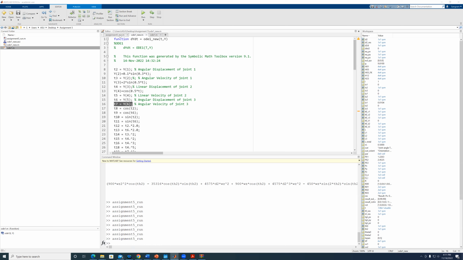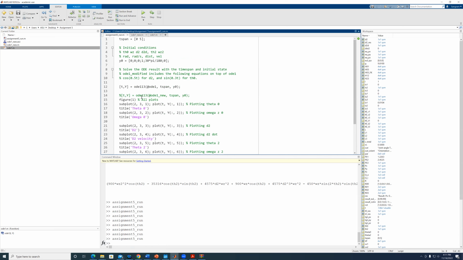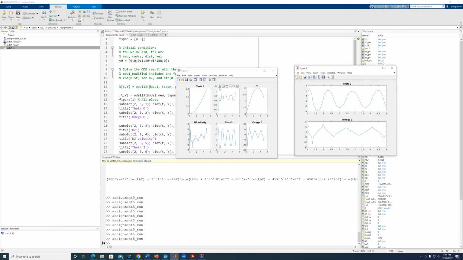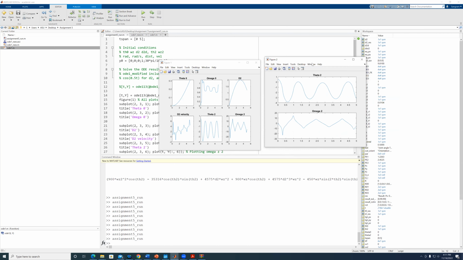The next part is go to assignment 5 run, and now instead of using the old ODE1 file, change it to ODE1 underscore new. So if you take this out and save, go to ODE new, save, and then run, and then you will see this plot. And now you will notice some interesting behavior. Please understand clearly the value of theta for the first joint will go on increasing because you are supplying a constant rotation. But check this out, omega for the first link is sort of sinusoidal. So you will see that omega is changing.